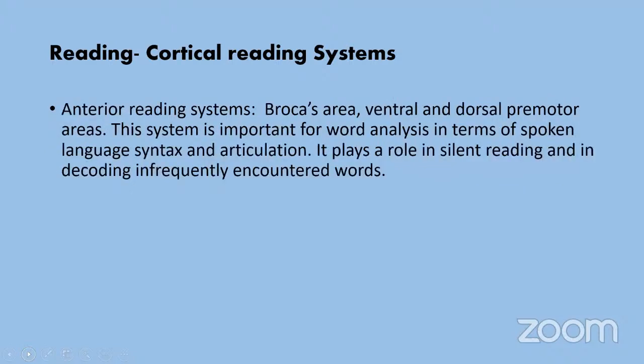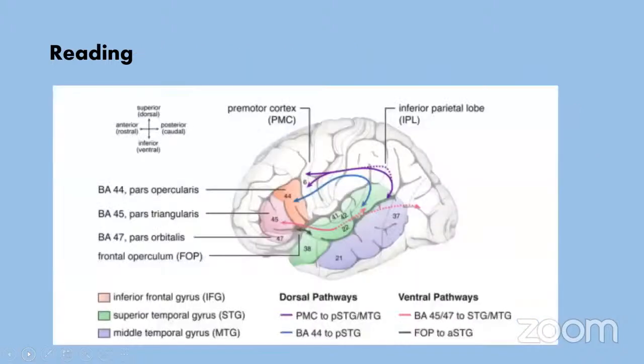So, the anterior reading system. These are the two posterior reading systems which we just covered. The anterior reading system is Broca's area, the ventral and dorsal premotor areas. This system is important for word analysis in terms of spoken language syntax and articulation. It plays a role in silent reading and in decoding infrequently encountered words. So during this talk, we come across frequently encountered words, infrequently encountered words, non-words, right? I'll try and differentiate these during the course of the lecture.